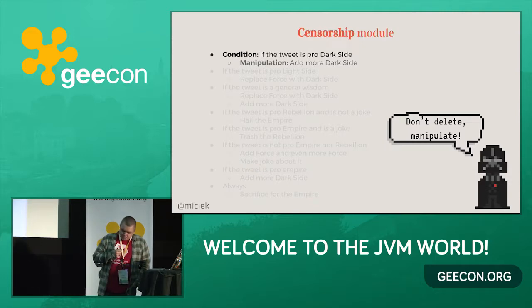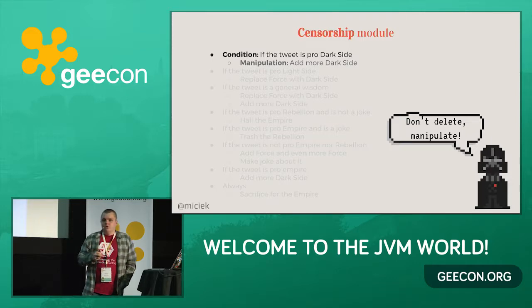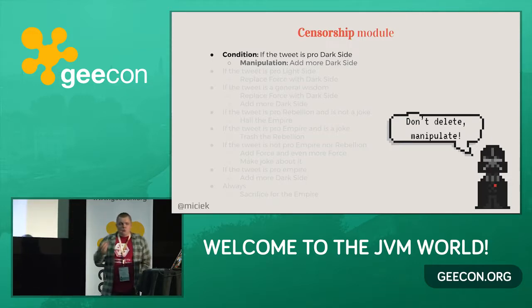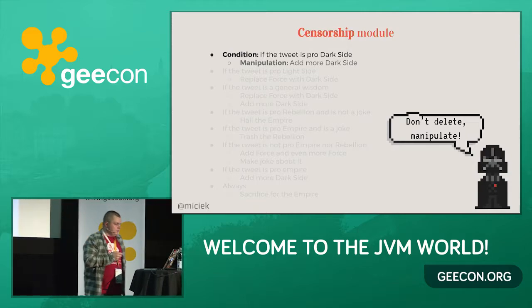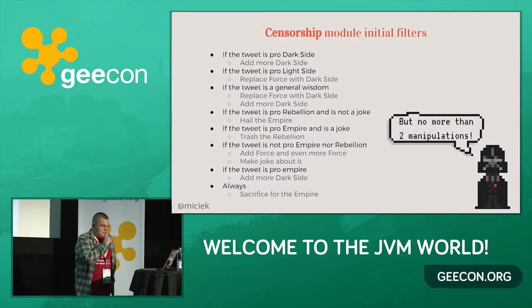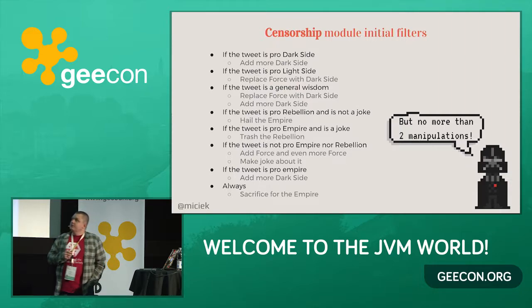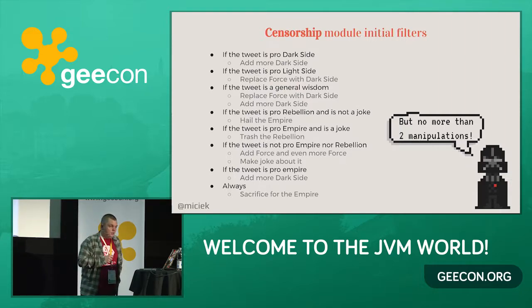So the client has provided us with a list of some kind of rules or filters for the censorship module. And one rule, for example, consists of the condition, whether this particular tweet should be manipulated or not, and the algorithm for manipulation whenever this condition is met. And of course, we don't want to delete, we just want to slightly manipulate all of those tweets. And the client provided us with the initial list. As I said, there are 8 rules, but this list can change. And the additional requirement is that we can't modify or manipulate the tweet more than twice. So just 2 out of 8 rules for one tweet at maximum.